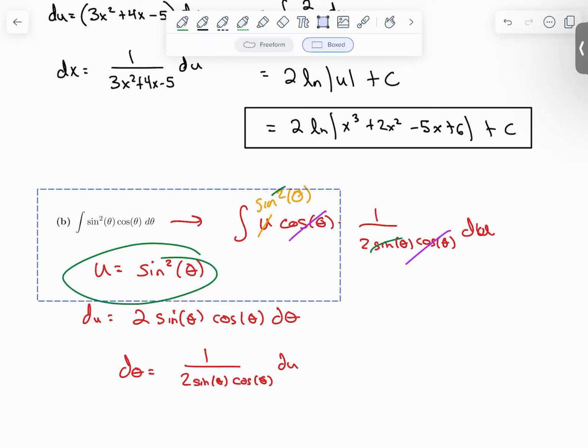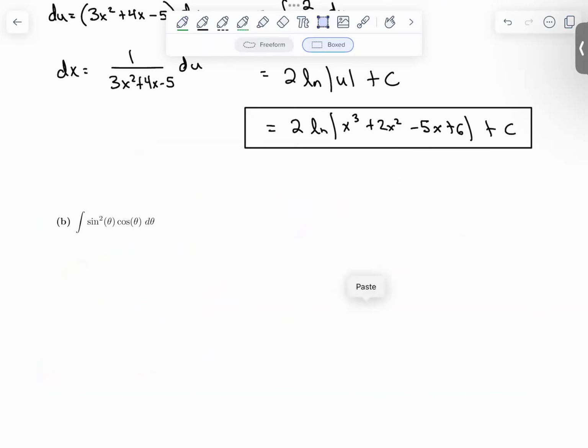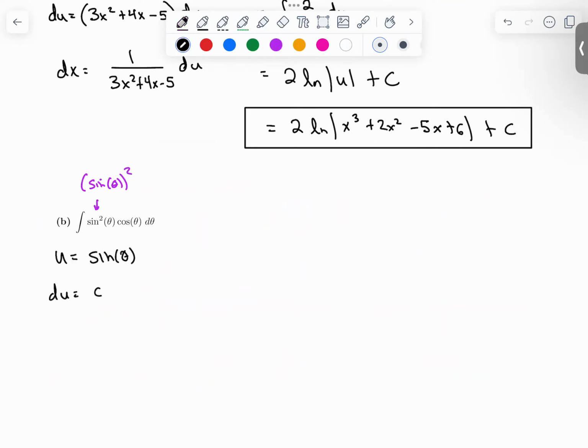So instead, we'll make u equal to sine of theta. Because remember, this is the same thing as sine of theta quantity squared. So we're going to make u equal to the inside of that power, sine of theta. That would mean that du is equal to cosine theta d theta.